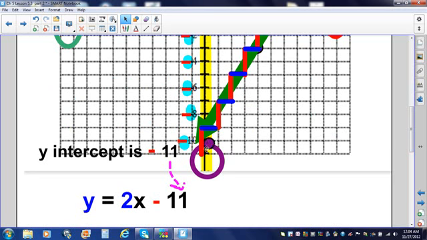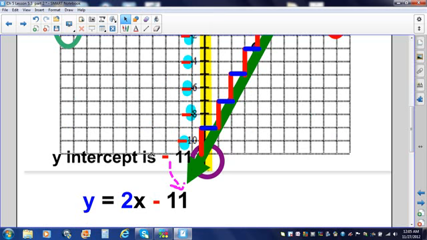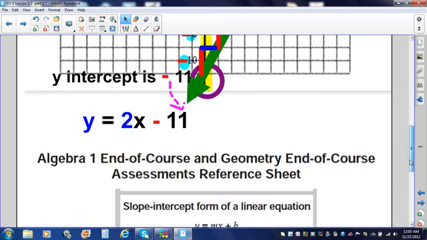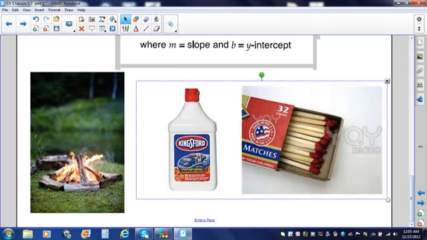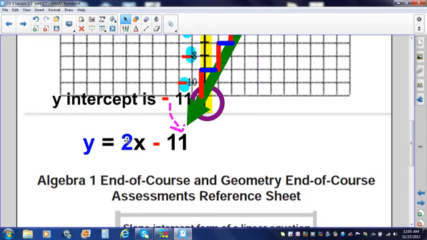You should cross the y-axis right here at -11. So if I were to write this in slope-intercept form, I would write y equals 2x minus 11. Please write that on your graph paper.